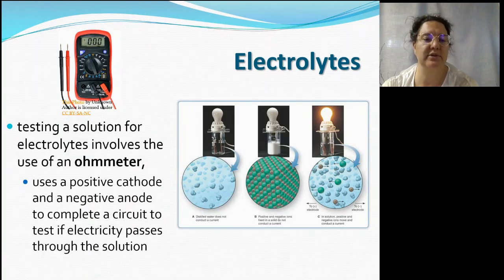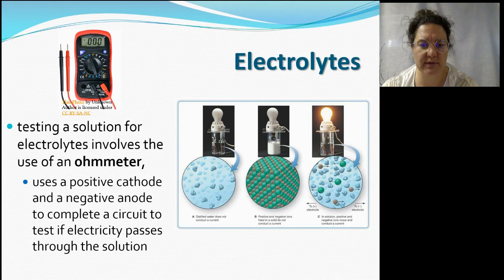So testing a solution for electrolytes involves the use of an ohmmeter or a multimeter. So the use of the positive cathode and a negative anode to complete the circuit will test if electricity will pass through that solution. So we can see if we put a light bulb test on distilled water, there's no electricity being conducted.